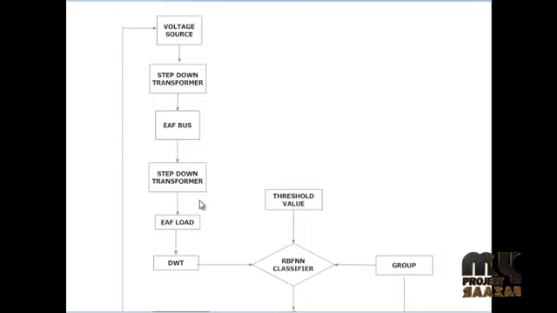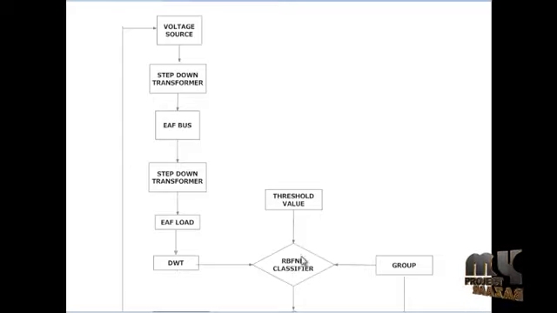Then the output voltage goes to the EAF load. The EAF load is the electric arc furnace load. It is used in the melting process. Now the EAF load voltage and current go to the DWT. The DWT is a discrete wavelet transform. It decomposes the EAF load voltage and current and then filters that signal. Now it goes to the RBF classifier.